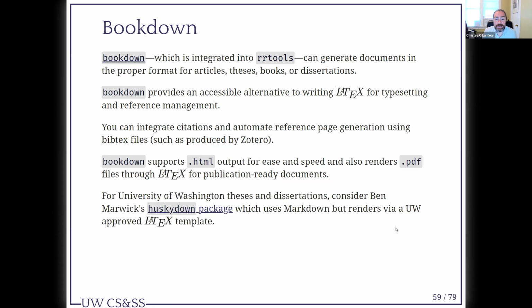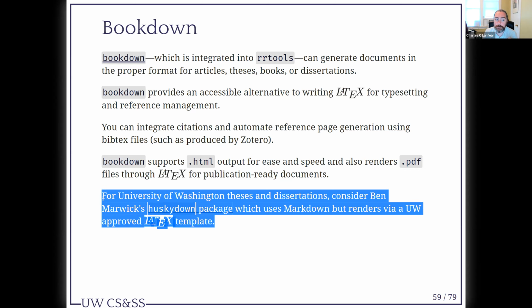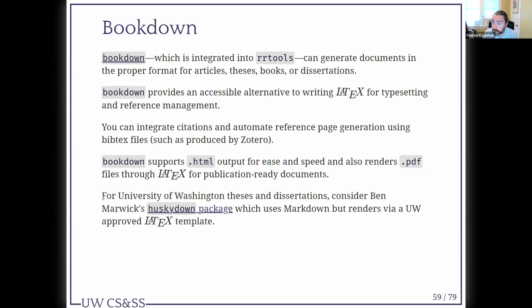Okay. For University of Washington theses and dissertations, Ben Marwick has a package called HuskyDown, which uses R Markdown, but it renders the documents via UW's approved LaTeX template to get perfectly formatted UW dissertations and theses. This is a nice way if you want to make your dissertation or thesis a Markdown document, but have it look UW style, you can use this package.